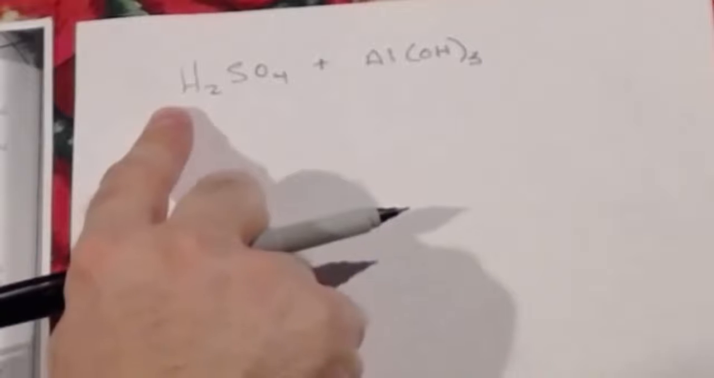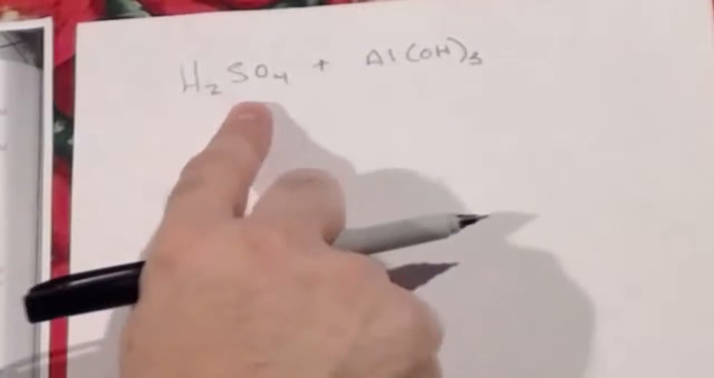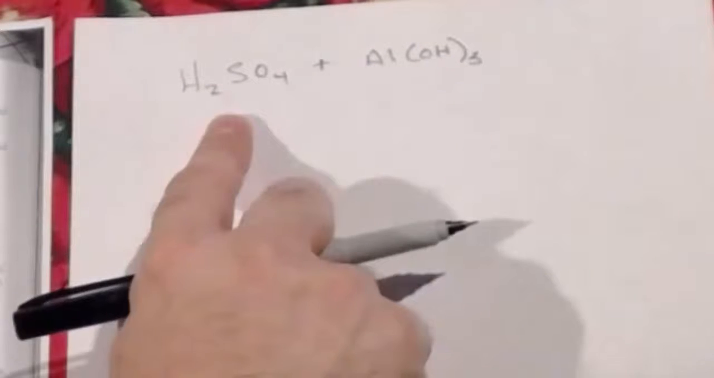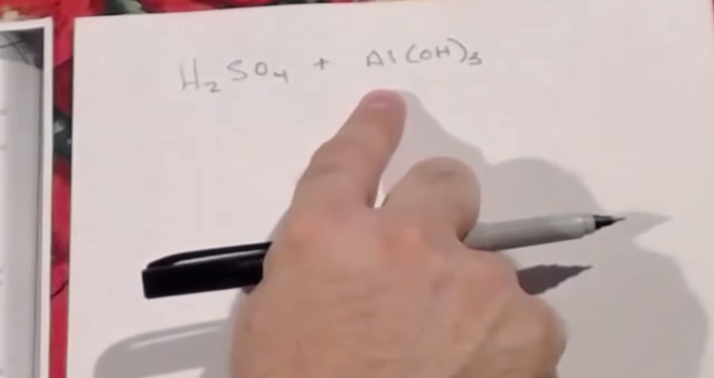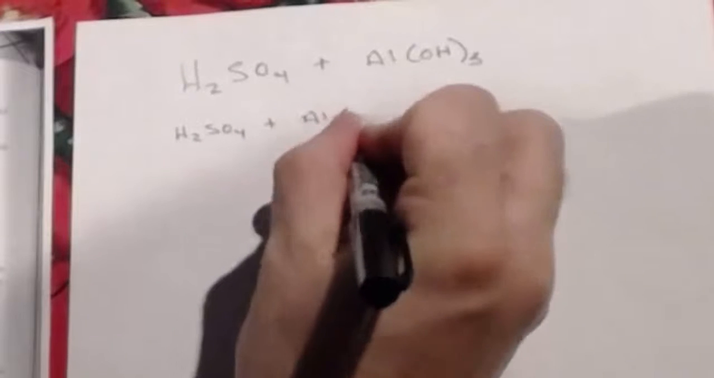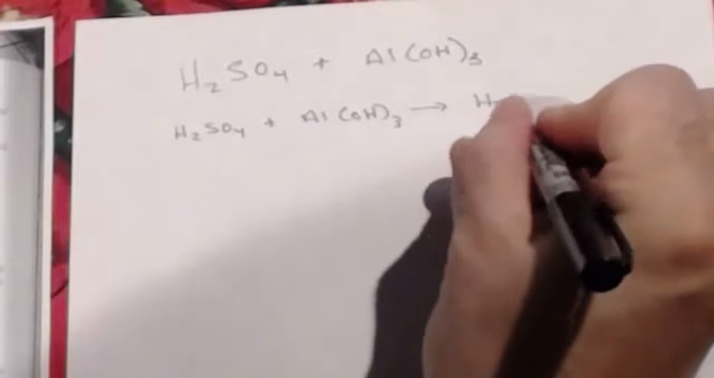We should notice right away here that we're dealing with an acid. It leads with an H. It's also called sulfuric acid. And this must be our base, and it's an ionic base. And so we know that an acid and an ionic base react to produce water and a salt. And so my H2SO4 plus Al(OH)3 reacts to produce H2O, and now we're going to look at the molecules.